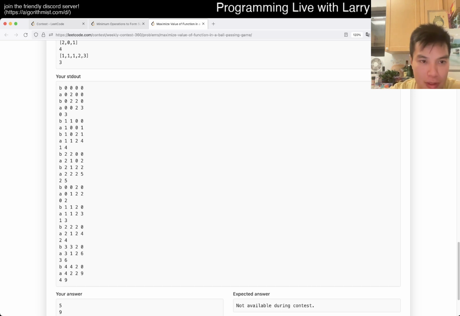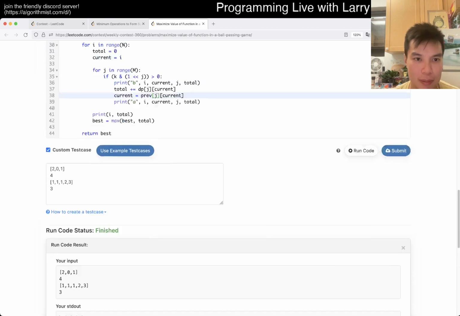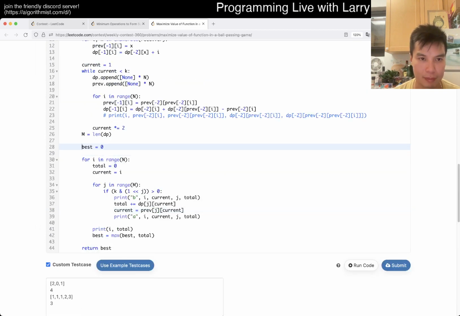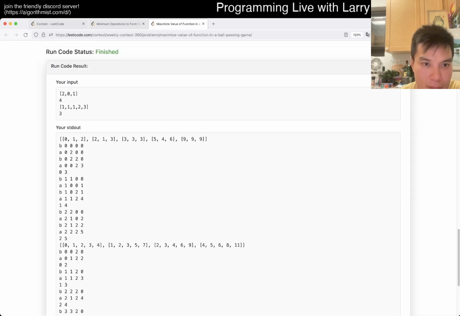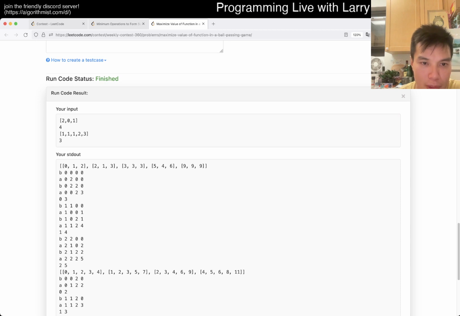Okay, so 2 with 1 move, and then the next is 1 with 4 moves. 1, 2, 3, 4, and that should be 4, but it's returning only 3. 1 with 4 moves. Oh, I just put DP again. One with 4 moves should be here. It's 3. Is that true?